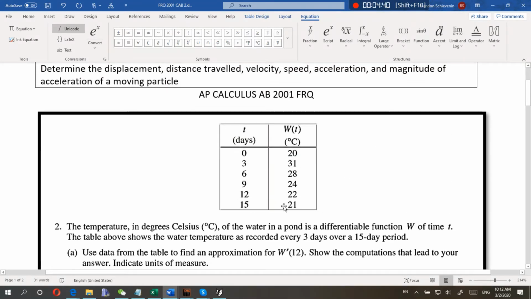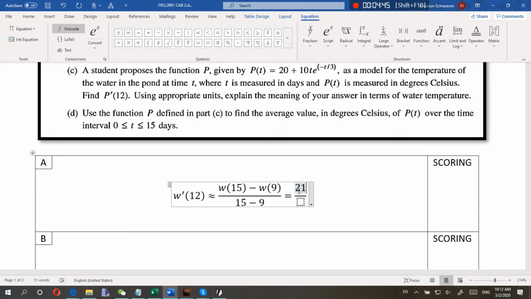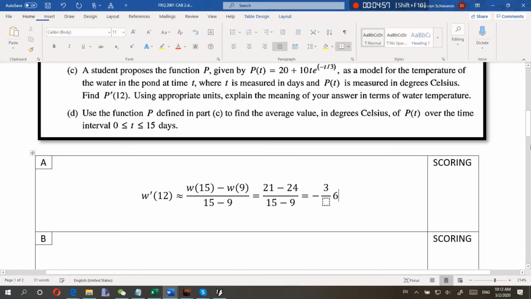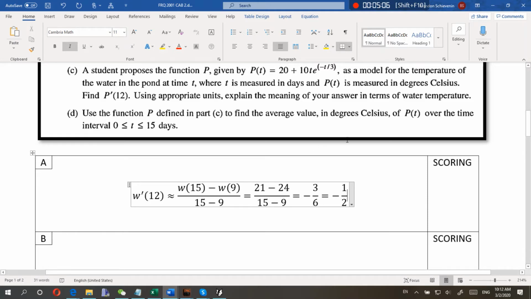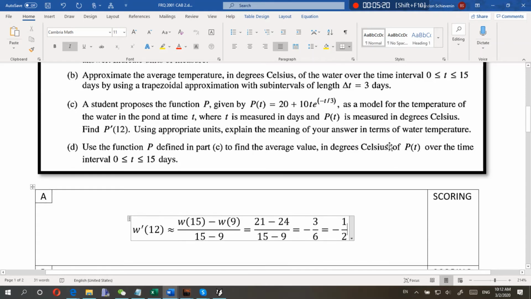So W at 15 is 21, W at 9 is 24. So this is 21 minus 24 on top. And then on bottom is 15 minus 9. Okay, so that's negative 3 over 6, or negative 1/2. What would our units be? Celsius per day, perfect.